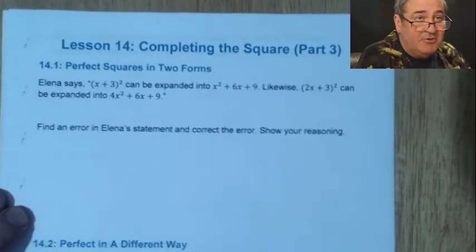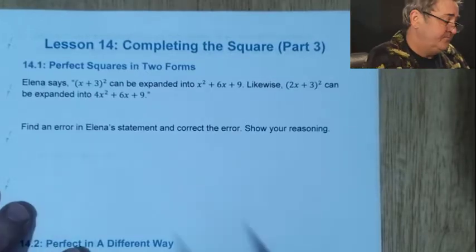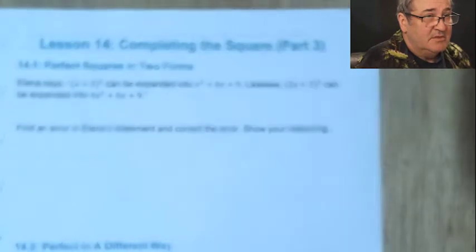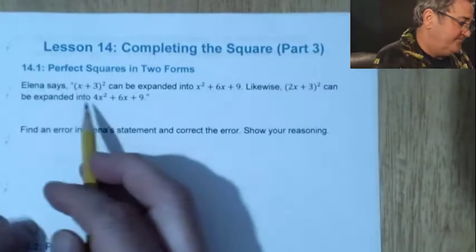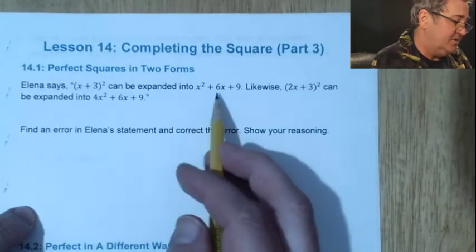All right, completing the square, part 3. Perfect squares in 2 forms. So Elena says, x plus 3 squared can be expanded into x squared plus 6x plus 9.